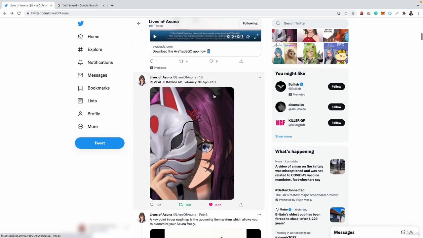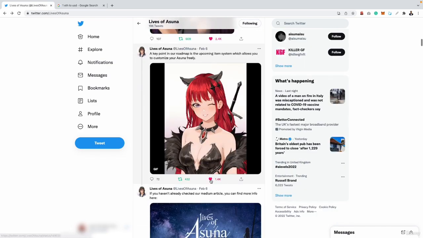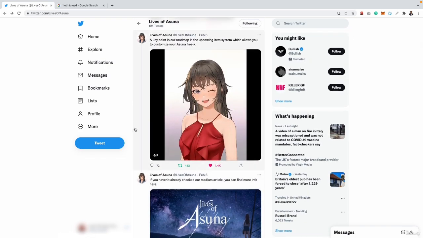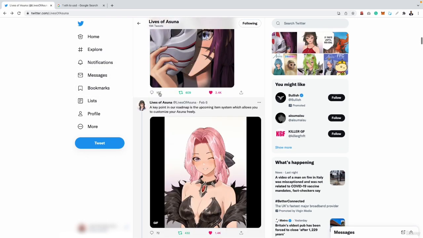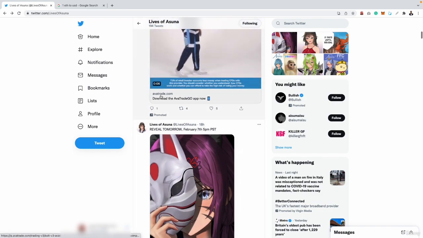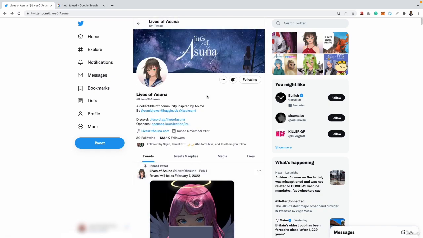If we scroll down to the post that was literally just 18 hours ago, so not even 24 hours ago, it's got over 100 comments, over 600 retweets, and over 2,000 likes. This project is absolutely insane. No matter what they put out, it gets tons and tons of engagement. The whole project is basically this anime style, and at the moment, anime NFT projects are doing really, really well. So I'm really excited about this.